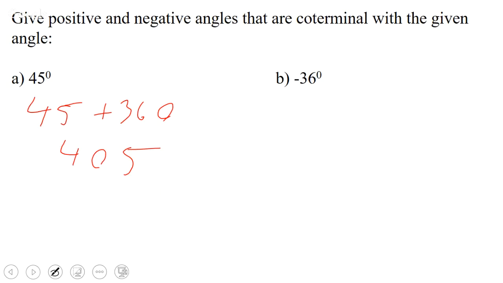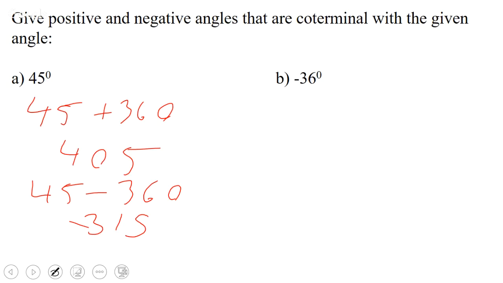So 405 degrees and 45 degrees, if I would graph them, look exactly the same, except you're going around the circle. So that is a coterminal angle. And I can subtract 360 for another coterminal angle. So 45 degrees minus 360 is negative 315 degrees. So that is a negative coterminal angle.